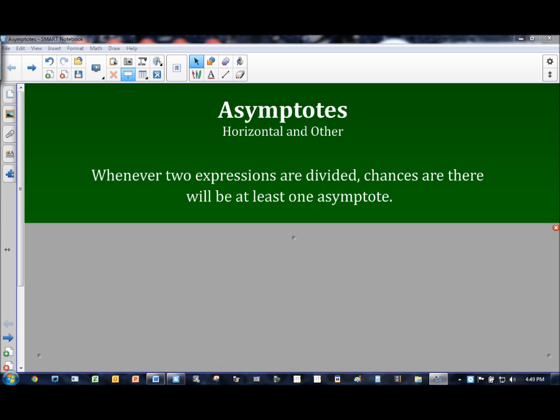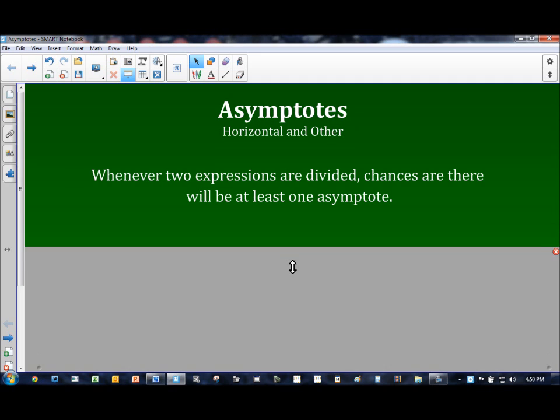Welcome to our discussion today on asymptotes: vertical asymptotes, horizontal, and other kinds. Whenever you've got two expressions divided to make a function, you're probably going to find at least one asymptote. So let's talk about how to find out what these asymptotes are and if there's functions for them.